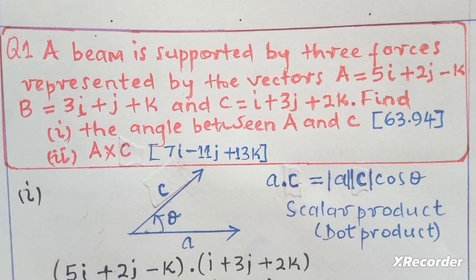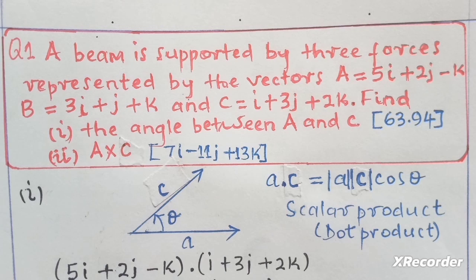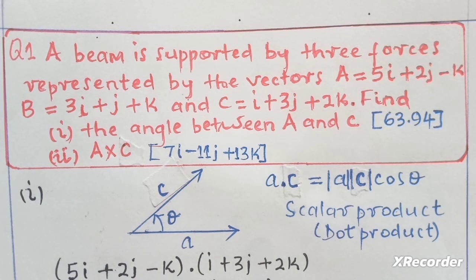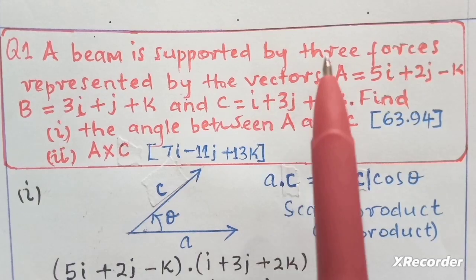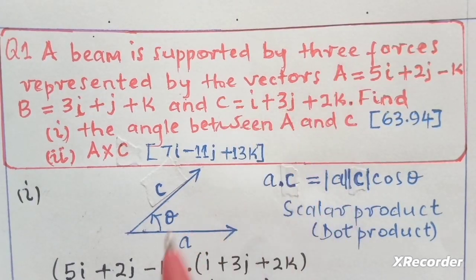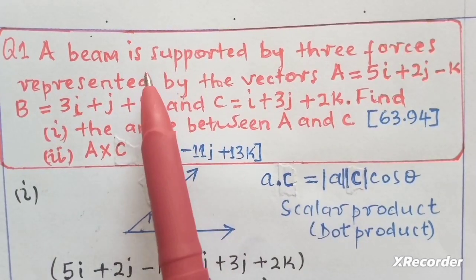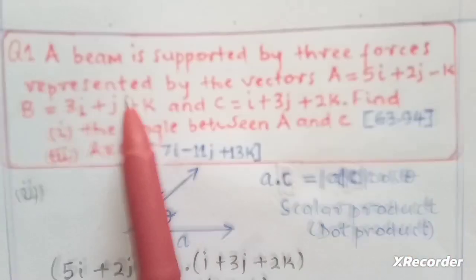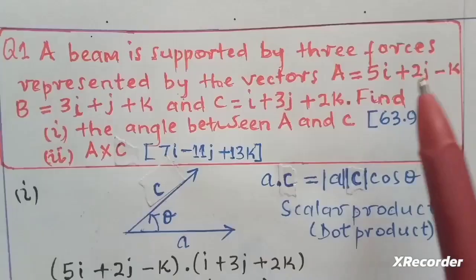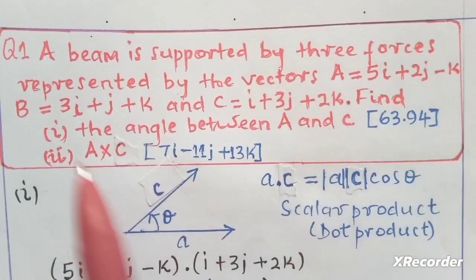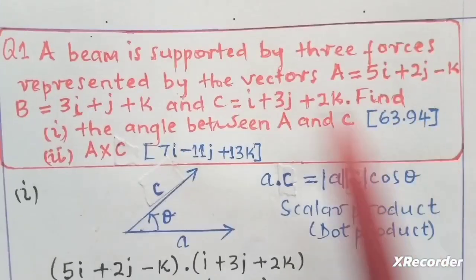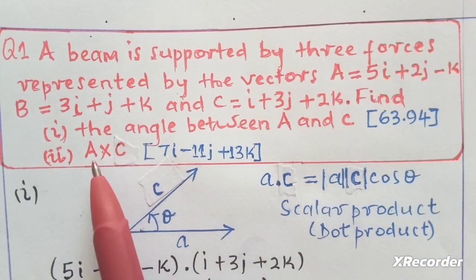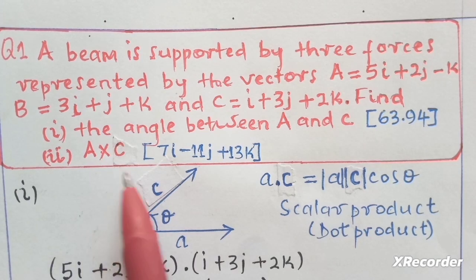Me too, I'm fine. So today, guys, we are going to learn about vectors. I'm going to read the question and then we attempt to do it. A beam is supported by three forces represented by the vectors. So that is one of the vectors A, and then B, that is another vector, and C, that vector. Find the angle between A and C, and then A multiplied by C.